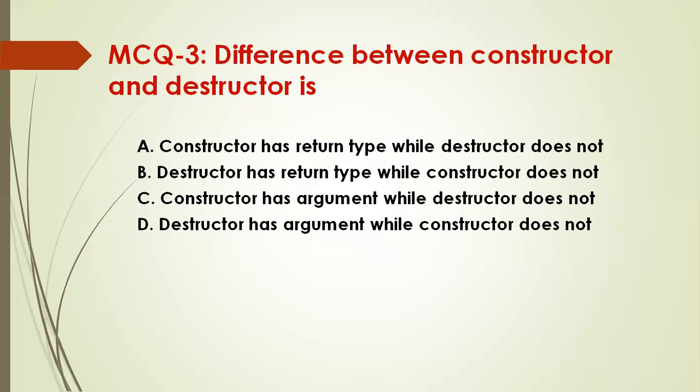Difference between constructor and destructor: constructor has a return type, destructor does not. No, both do not have a return type. Destructor has a return type, constructor does not. That is also wrong. Constructor has arguments while destructor does not. That is a correct statement. And destructor has arguments while constructor does not. That is also wrong. So the difference is the constructor can take arguments, the destructor cannot. The correct answer is C.